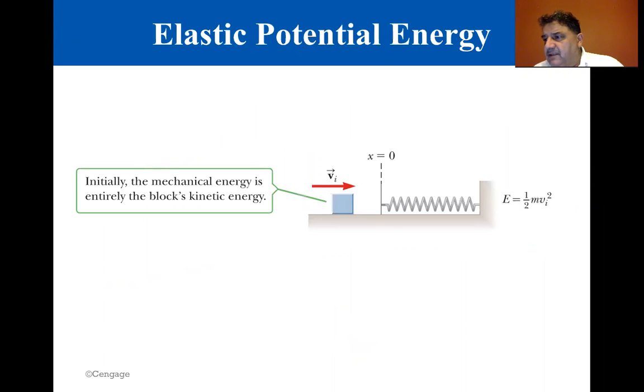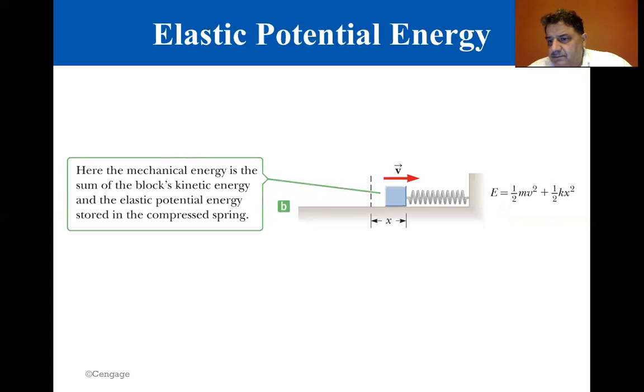Okay, take a look at this figure. A block of mass m slides on a frictionless horizontal surface with constant velocity v sub i. The total energy of the system is the kinetic energy of the block. For our discussion, let's assume the spring is very light, an ideal spring, and so has negligible kinetic energy.